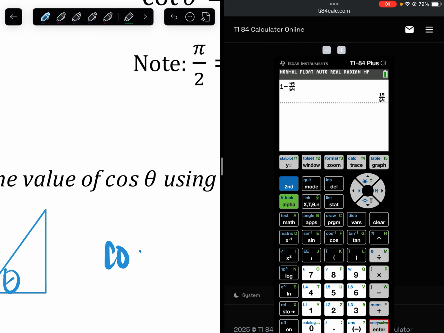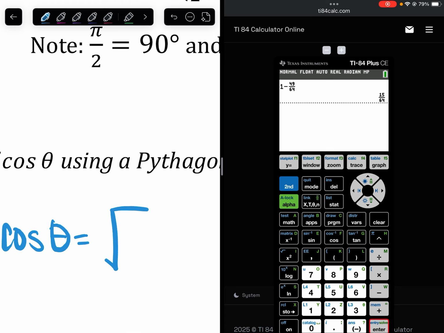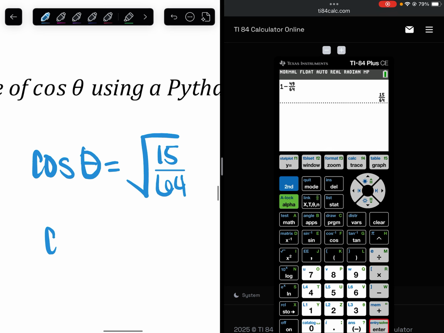So cosine of theta is going to be the square root of that 15 over 64. So remember, square root properties, square root the top and bottom separately. So that's going to be the square root of 15, which is not pretty, nor does it reduce, over the square root of 64, which is 8.